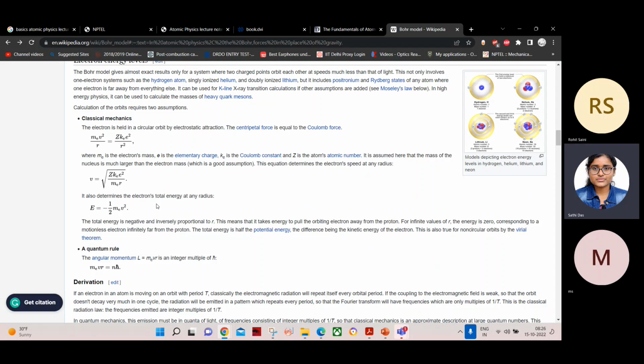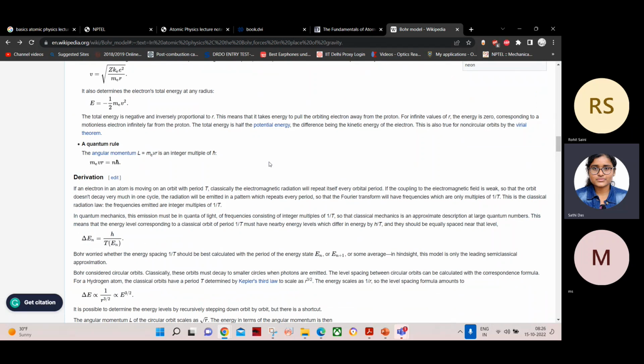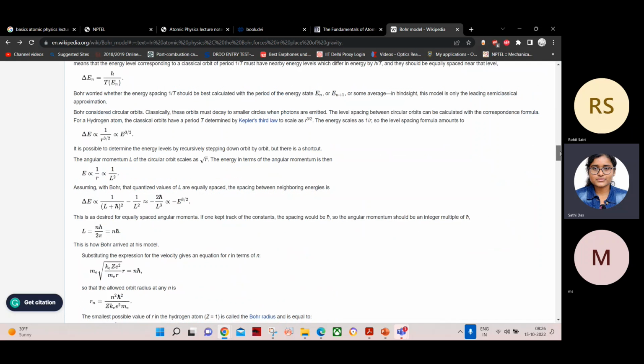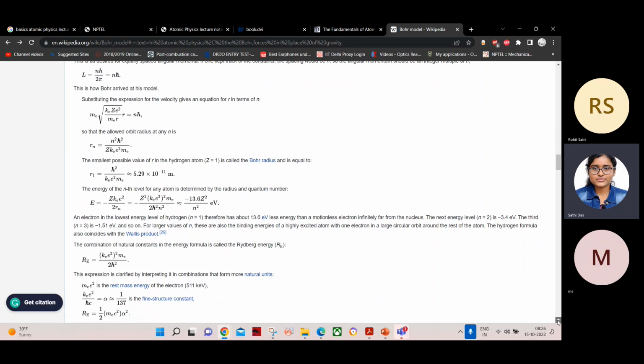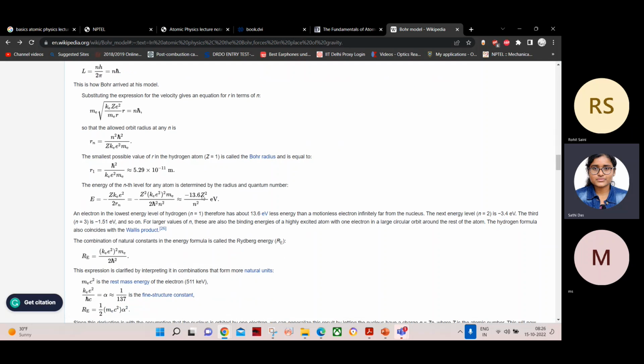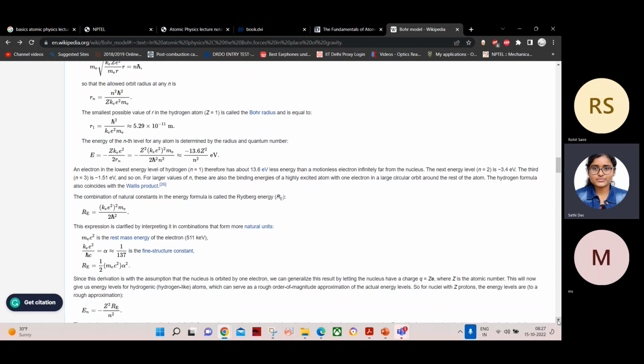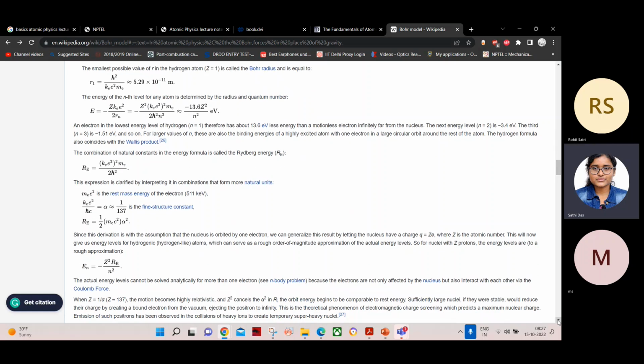And from here you have to put in this quantization rule, mvr equals n h-cross, and then you will get discrete energies and discrete radii, this value of r_n, which is a very important value, the allowed orbit radius, and the allowed energy E, that is minus 13.6 Z square by n square in electron volts. So for the hydrogen atom, n equals 1, the ground state energy is minus 13.6 electron volts. But there are some problems with the model, in that it couldn't explain the fine structure constant and many more things.